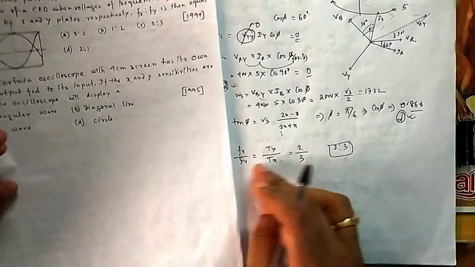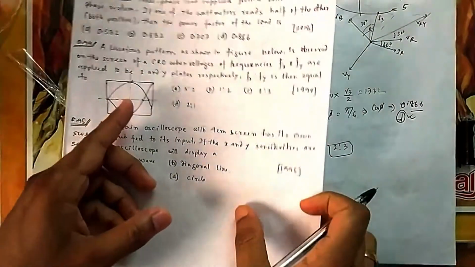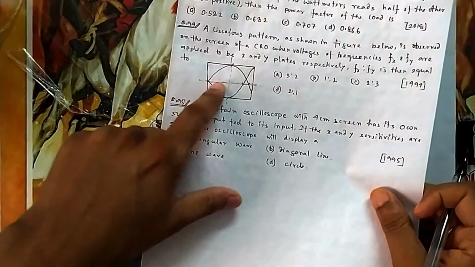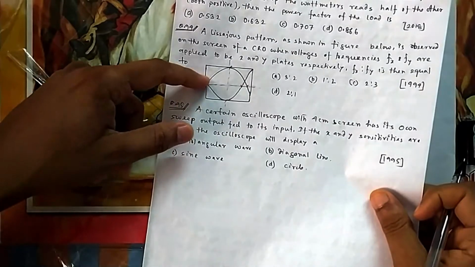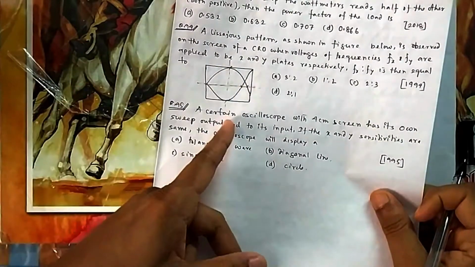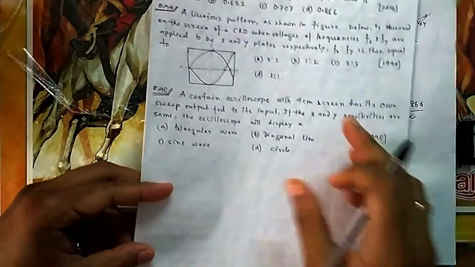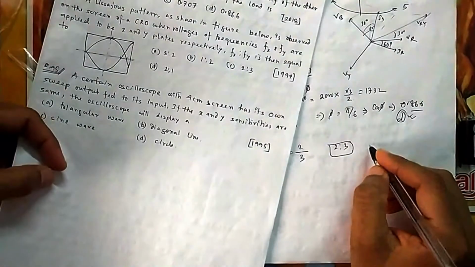Reverse. Fx by Fy is equal to Y by X. You see how many times it is cutting your Y axis, 1, 2, and you see how many times it is cutting the x-axis, 1, 2, 3. You draw a line which cuts the maximum number of times in horizontal. Draw a line which cuts the maximum number of times in vertical, and from that you can directly write. So this is your option C.